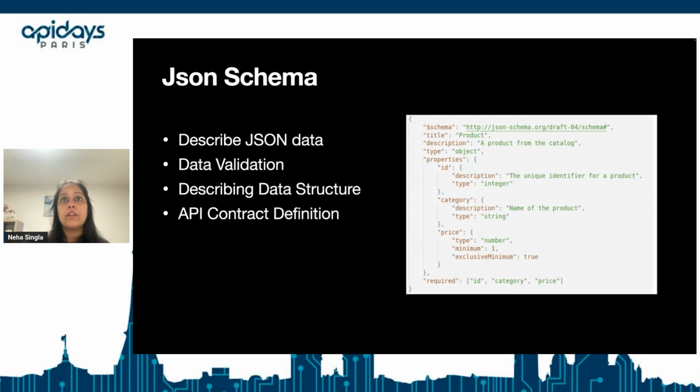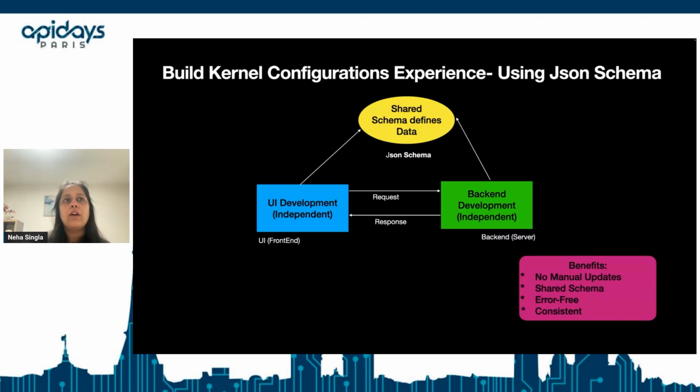And it is mostly used in the API contracts between different systems. So JSON schema is heavily used in API contracts. But let's see how it looks if we have to build a UI experience using JSON schema. So if you have a JSON schema being shared between the backend and the UI, then both are really relying on just the JSON schema. So there's a shared JSON schema, which both parties are using.